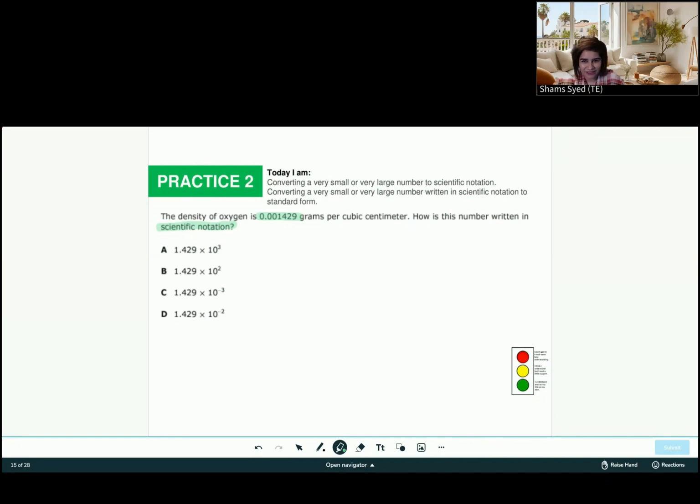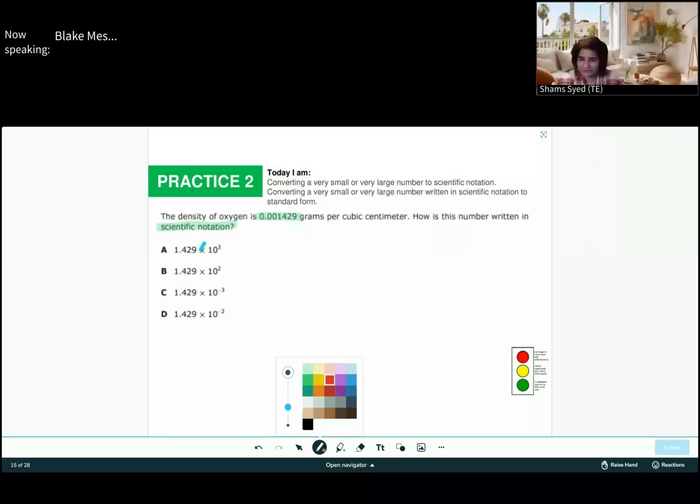Rania, very good. Blake, does your mic work? How would you defend your answer? I would say that to defend my answer, I went from the decimal point, and I went 1, 2, 3, and it was behind the 1. So that's why I think the power of 10 is 3. Now think, is it a small number or a big number? Oh, okay. Excellent. I wasn't thinking. Thank you.